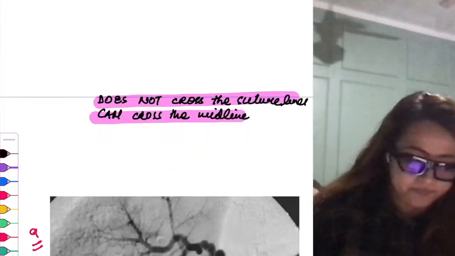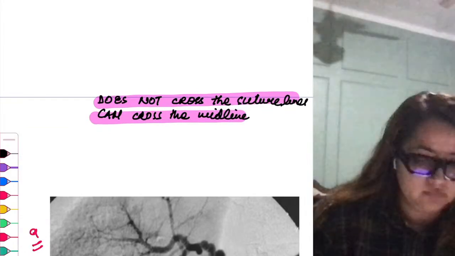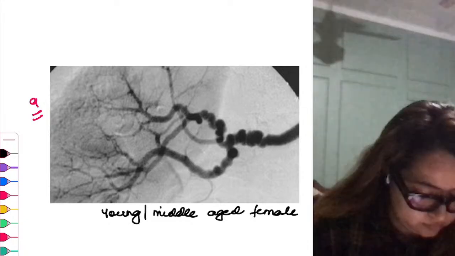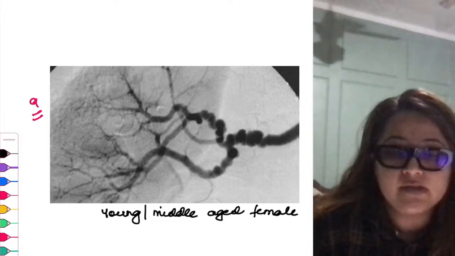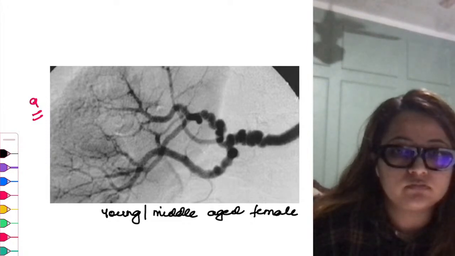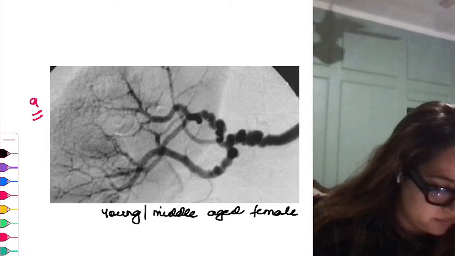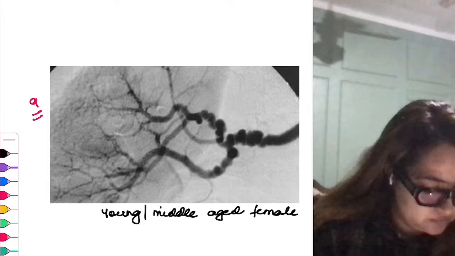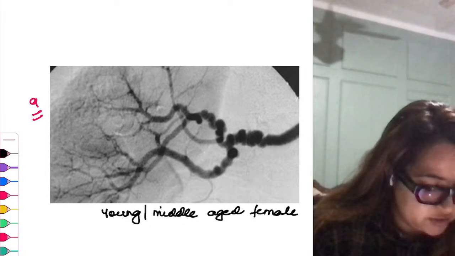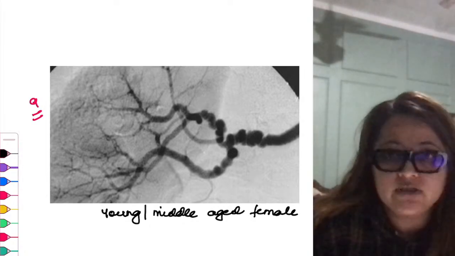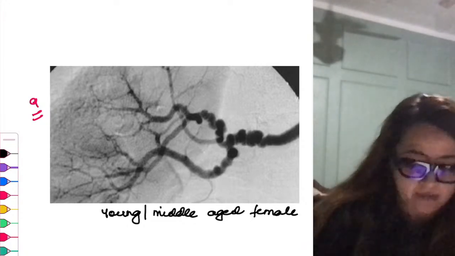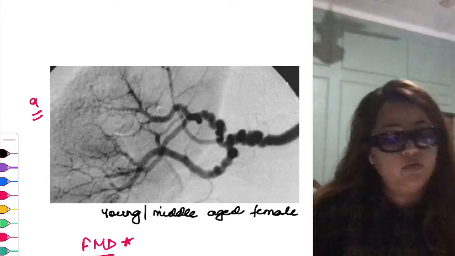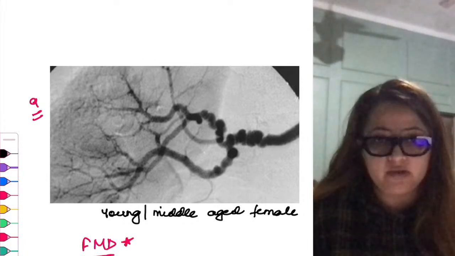Okay. Talking about the next image. Supposing you are given an image like this. What is this? Anyone? What abnormality is shown in this image? Yes, Akash, you gave the right answer. This image is showing the fibromuscular dysplasia, FMD. So this is very, very important. This is fibromuscular dysplasia.